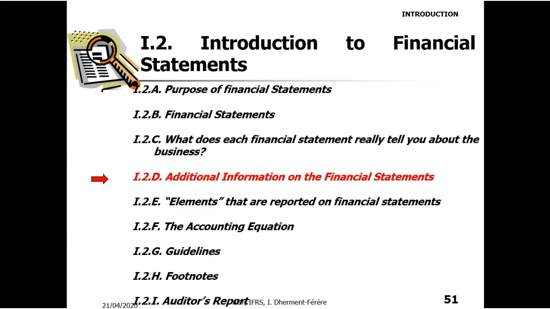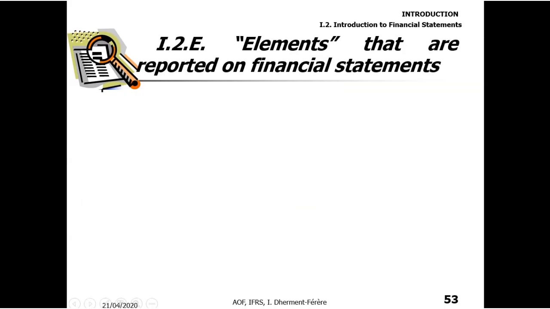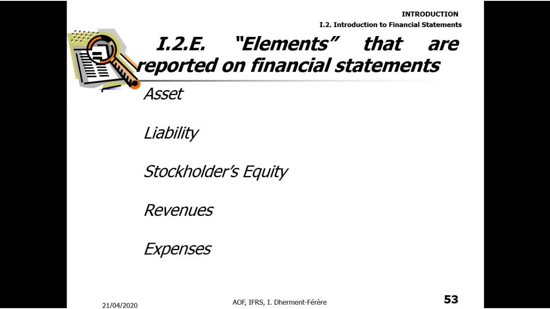The next point is about additional information on the financial statements, but we will see this point later. Let's examine the elements that are reported on financial statements. So we will see the asset, liability, stockholders' equity, revenues, expenses, gains and losses.